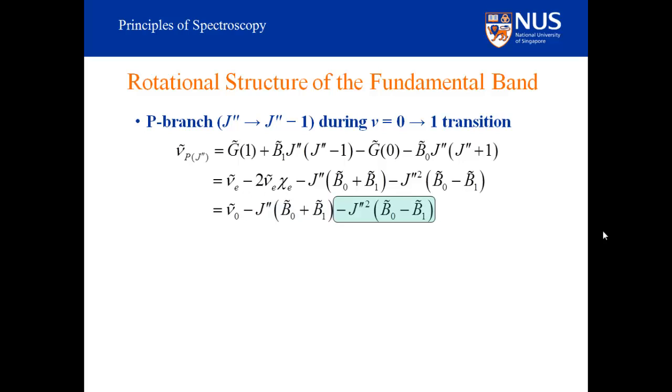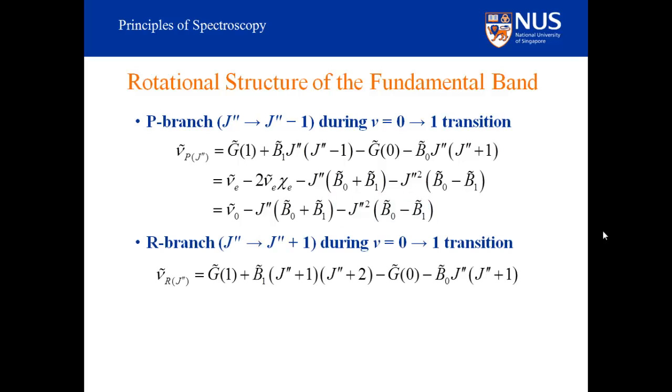However, the major difference is this additional term. Before, because B1 was considered to be equal to B0, this term in J squared did not appear. This time, because B0 is slightly larger than B1, we get this additional term that goes as minus J double prime squared into (B0 minus B1). It is going to be small since B0 is only slightly larger than B1, but it is going to mean taking away a steadily larger small amount. Therefore my lines in the P branch are going to get further and further apart as I go to higher and higher rotational levels.